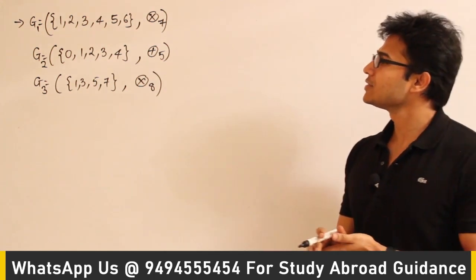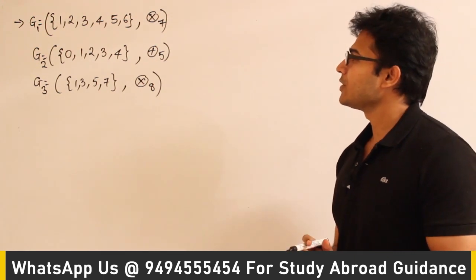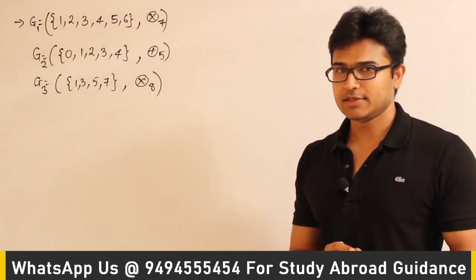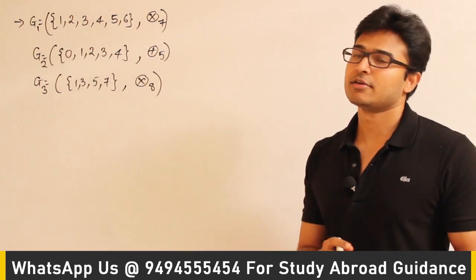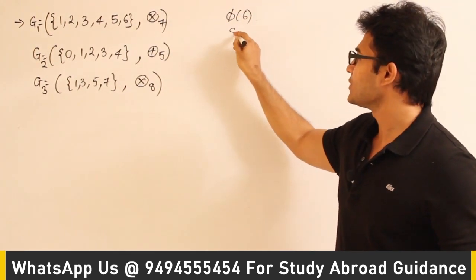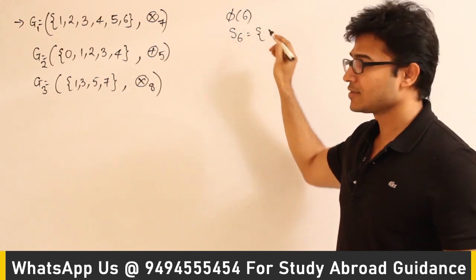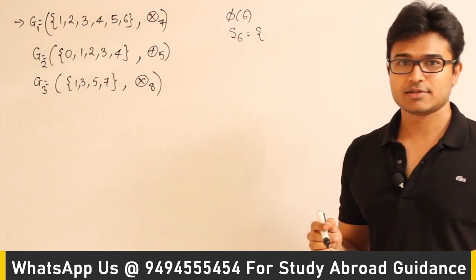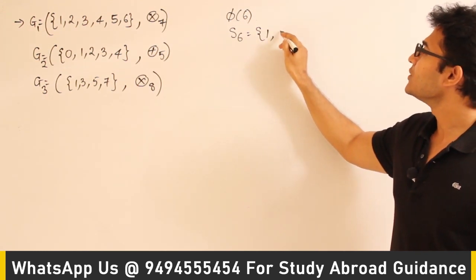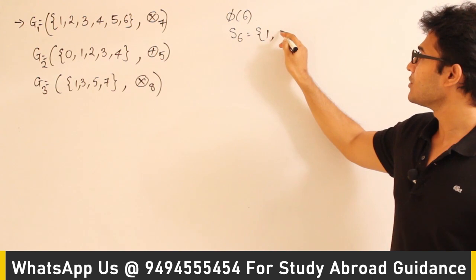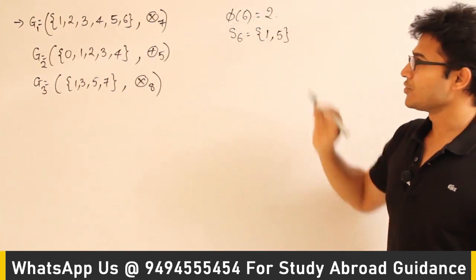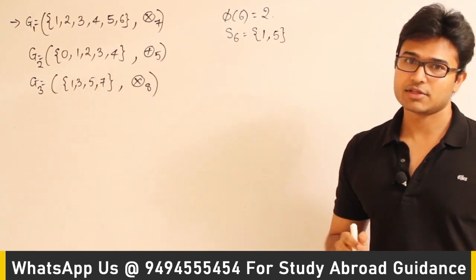If you see group 1, the number of elements is 6, right? If you have 6 elements, how many generators can there be? For that you are supposed to find φ(6). φ(6) is the number of elements less than 6 which are relatively prime to 6. So among 1, 2, 3, 4, 5: 2 is not relatively prime, 3 is not, 4 is not. Only 1 and 5.